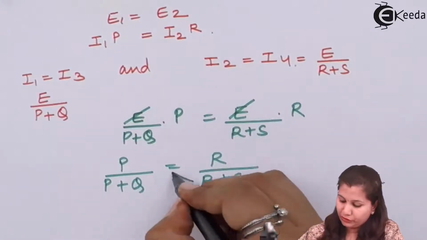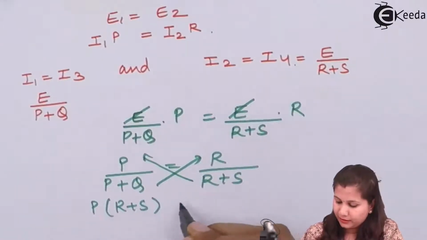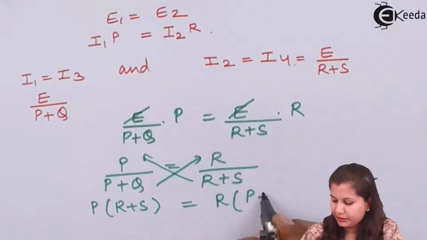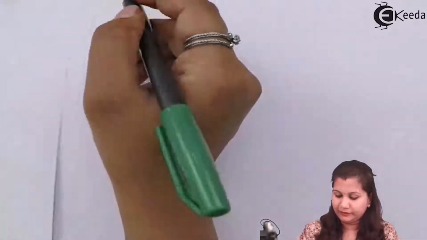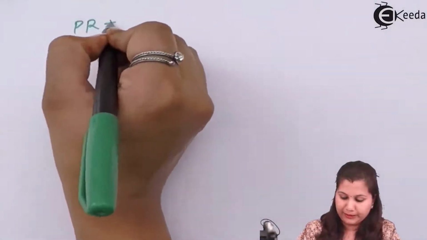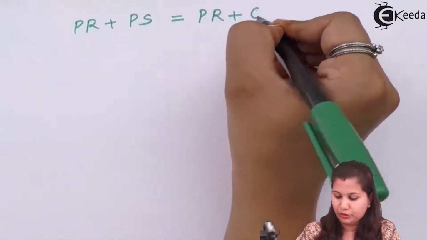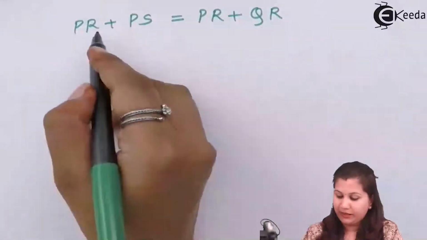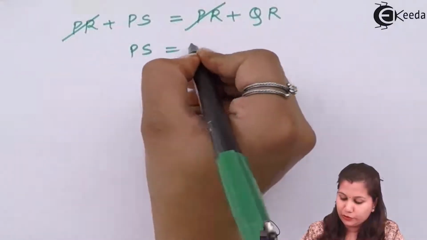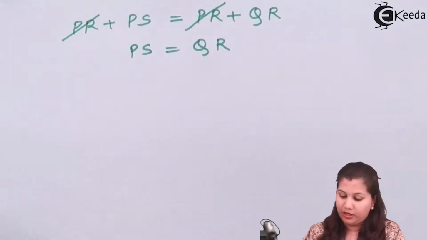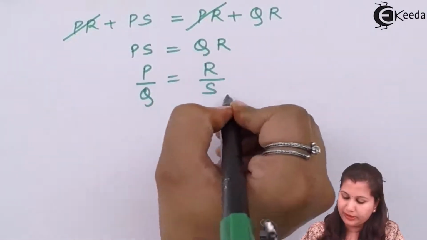Now what will we do? We will cross multiply it. P into R plus S equals R into P plus Q. Multiply P and R inside the bracket. We will get PR plus PS equals PR plus QR. Now PR and PR are on both sides, so they will be cancelled. So what we got? PS equals QR. Now if we take the ratios, P upon Q equals R upon S.